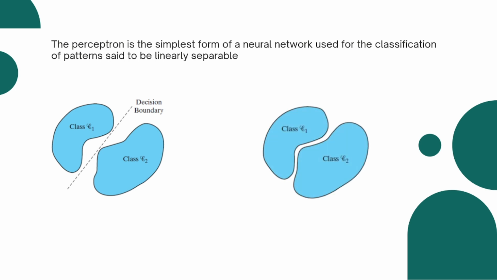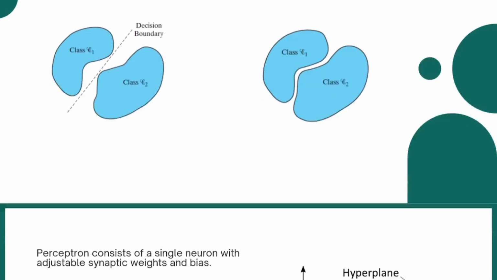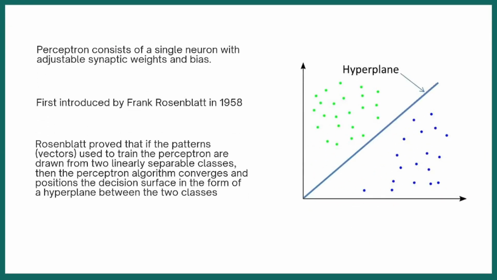However, if these classes move too close or overlap, they become non-linearly separable, which is beyond the perceptron's capability. At its core, the perceptron consists of a single neuron with adjustable synaptic weights and a bias term. The perceptron algorithm, first introduced by Frank Rosenblatt in 1958, adjusts these parameters during training. Rosenblatt also proved that if the training data is linearly separable, the perceptron algorithm will converge and find the perfect decision boundary. This proof is famously known as the perceptron convergence theorem.